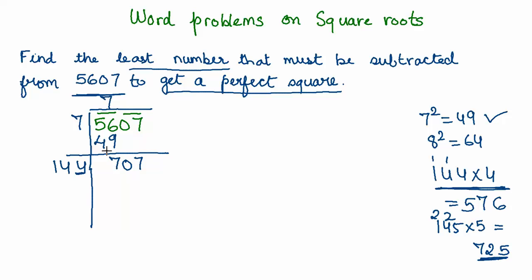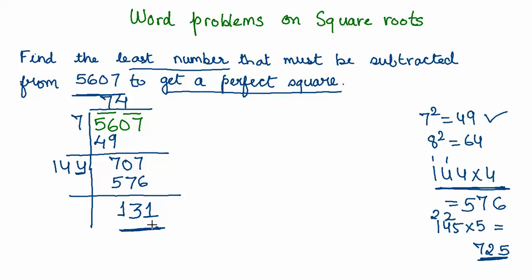So 144 multiplied by 4 gives me 576, and then we proceed to do the subtraction. 7 minus 6 would give us 1, and then of course 10 minus 7 would give you 3, and 6 minus 5 would give you 1. Now here is the interesting bit. We got this remainder over here, right? If 5607 were a square number, we wouldn't have got a remainder.